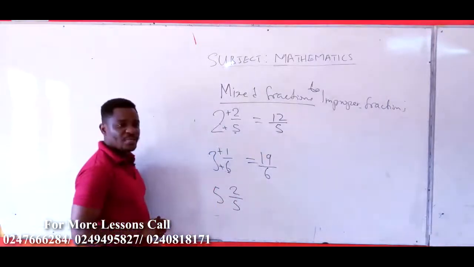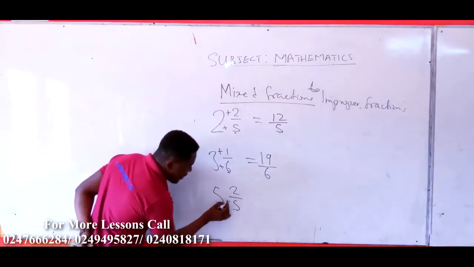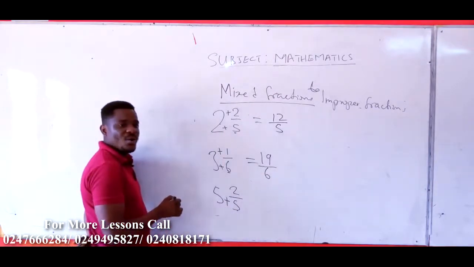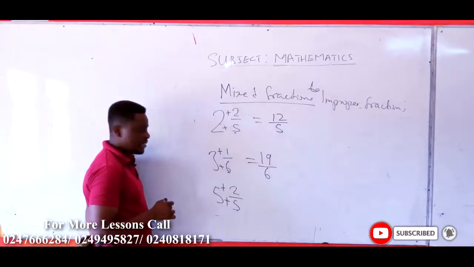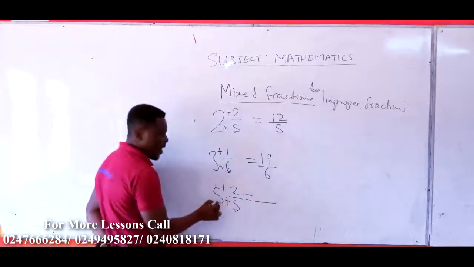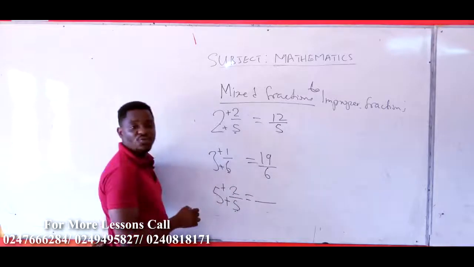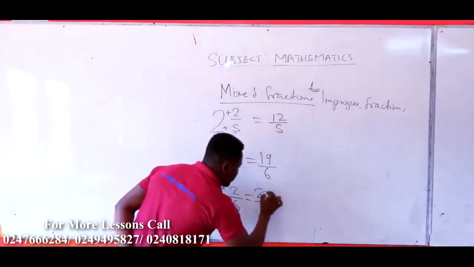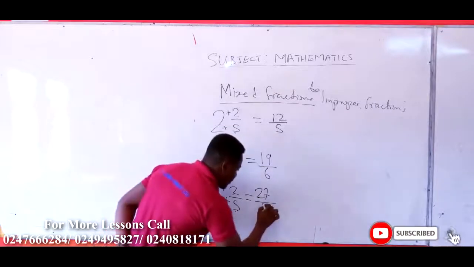How do I convert this to improper fraction? You're going to multiply the denominator by the whole number. You add the result to the numerator. Then you write it as your new numerator. So 5 times 5 will give me what? 25. Plus 2 will give me what? 27. So I write my 27 here all over the denominator, which is 5.